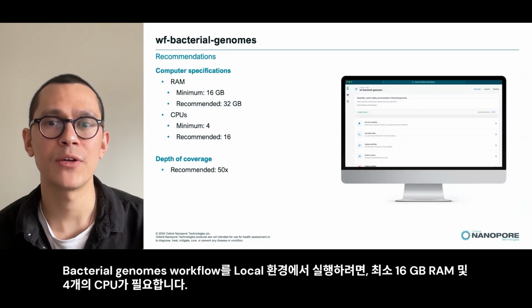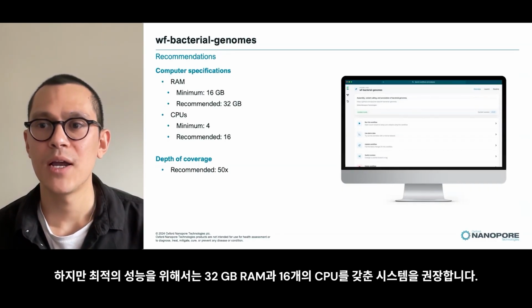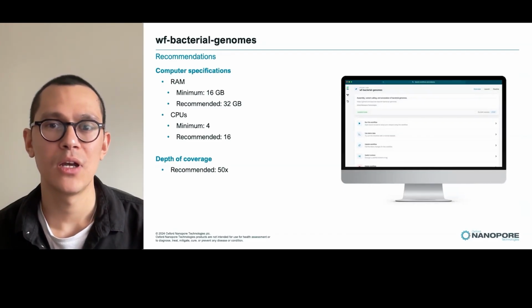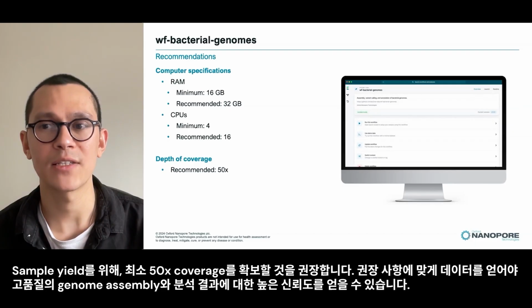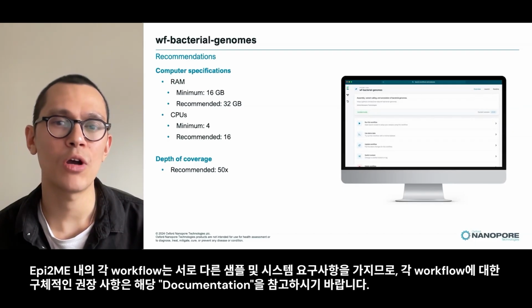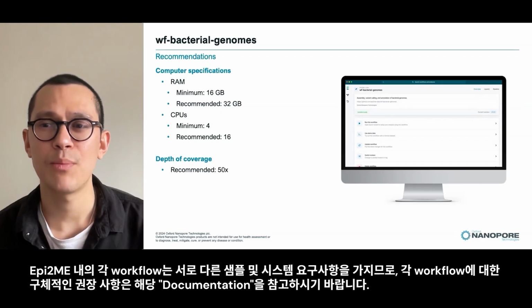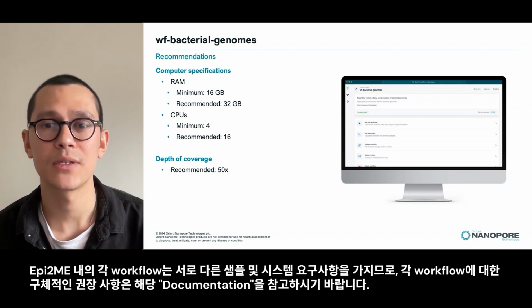To run WF bacterial genomes locally, you'll need a computer with a minimum of 16 gigabytes of RAM or 4 CPUs. However, we recommend one with 32 gigabytes of RAM and 16 CPUs for optimal performance. For sample yield, we recommend a minimum of 50x coverage to ensure high-quality assemblies and confidence in your analysis results. Different workflows within the EpiTME platform will have different sample and compute requirements, so please refer to the documentation of each workflow for specific recommendations.